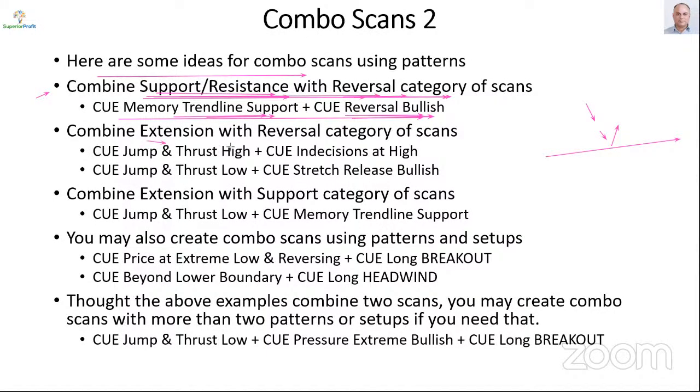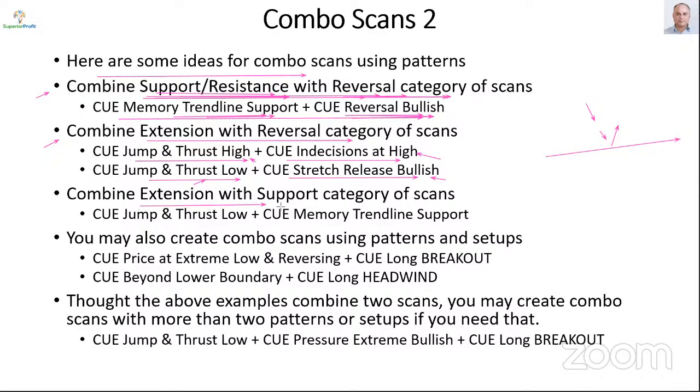Other examples: combine extension category with reversal, like jump and thrust high, indecision at high. So you are looking for booking profit in long positions, or hedging a position, or shorting the top. Or jump and thrust low and stretch release bullish. Again, a reversal scan with extension. Usually you will have these patterns in mind when you create combos.